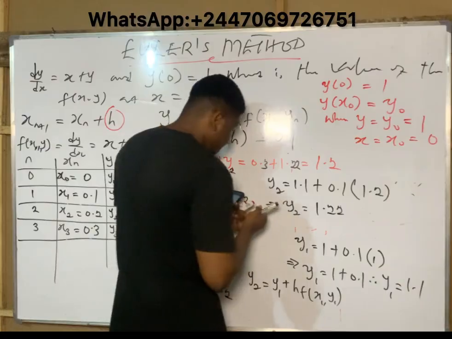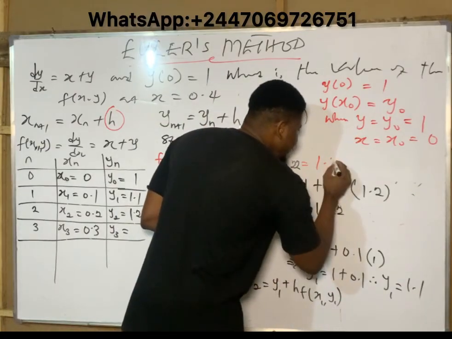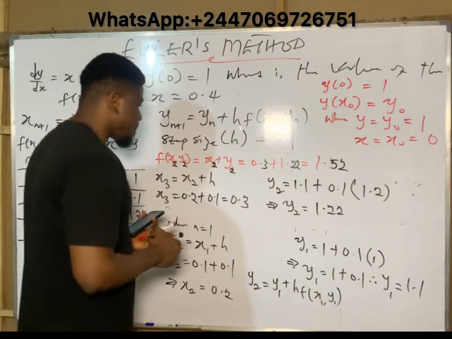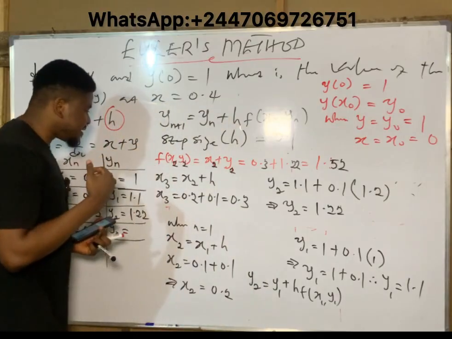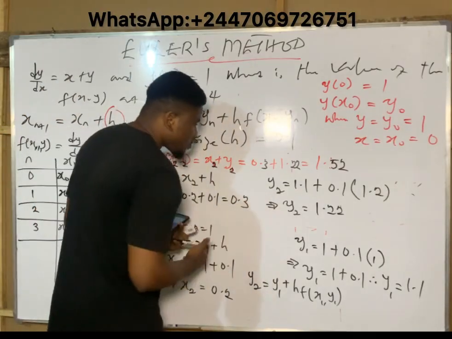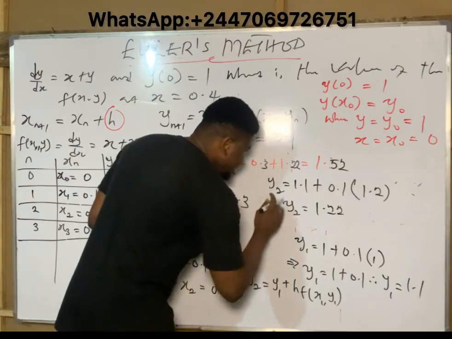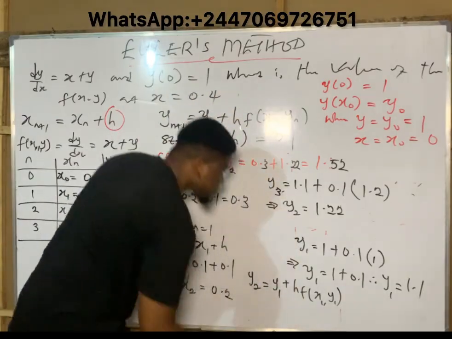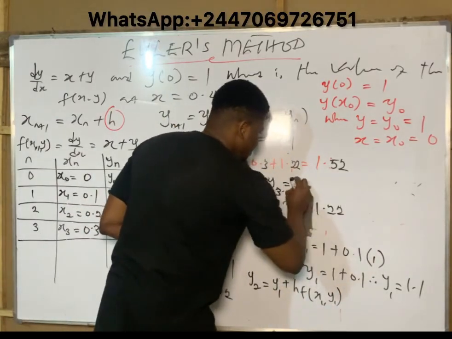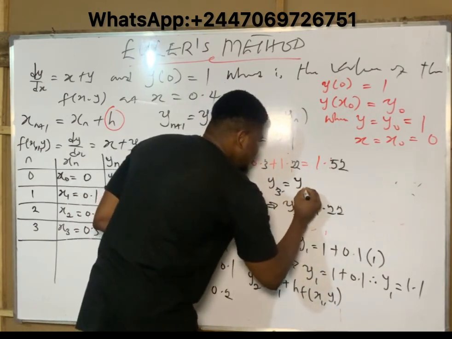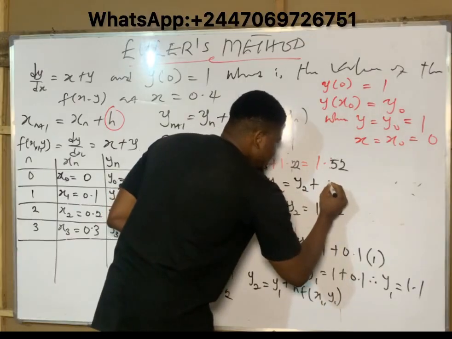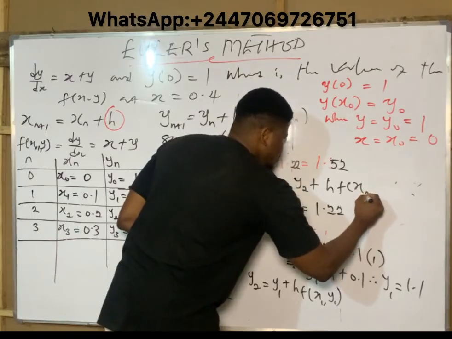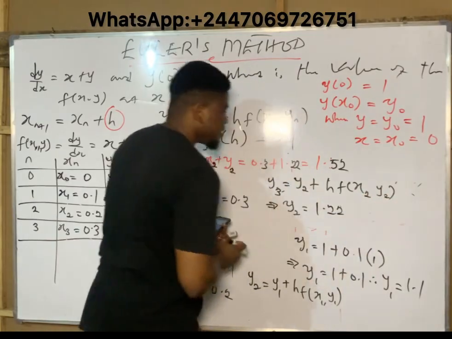That gives us 1.52. So the value of the function at that point is 1.52. Now we need to find the value of y3. Y3 is going to be equal to simply y2 plus h f of x2, y2. Okay, it's as simple as this.